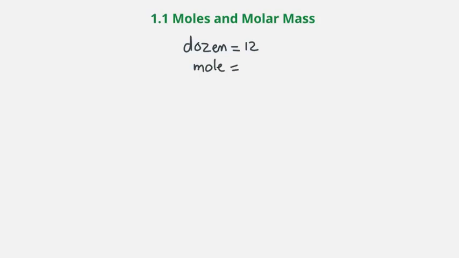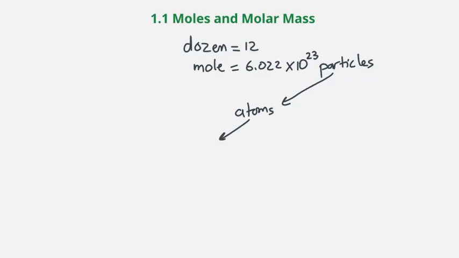But this term is a very large number, which is 6.022 times 10 to the 23. So when I say 1 mole of matter, I mean 6.022 times 10 to the 23 particles. Particles in chemistry could be atoms, or subatoms like neutron, proton, and electron. Or it could be molecules.